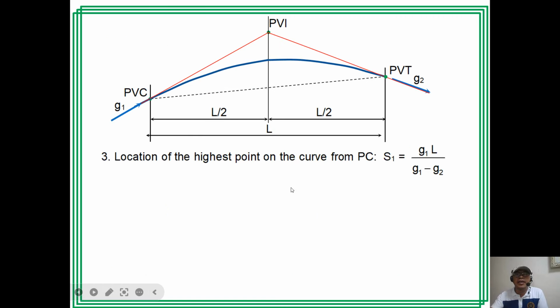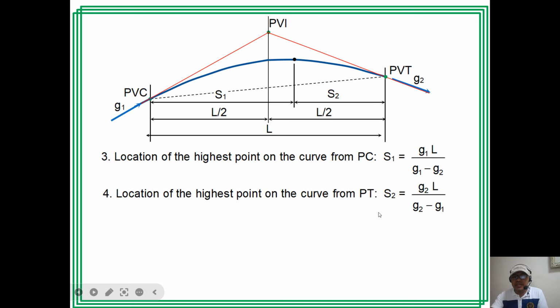Then we have here the location of the highest point on the curve from PC. So if this is the PC, then we can have the location of the highest point on the curve. So let us say S1. So this is S1 equals G1 L over G1 minus G2. This is the same formula if you have a sag curve. But in our figure, we have a summit curve. So we have also the location S2, the distance of the highest point from the PVT. So S2 is G2 L over G2 minus G1.